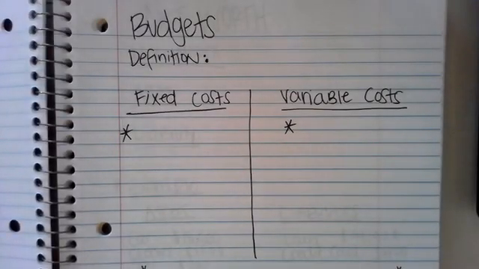Hey everybody, so in this first video, we are going to talk about the different components of a budget and the kind of examples you will see when it comes to looking at a budget and answering different questions.